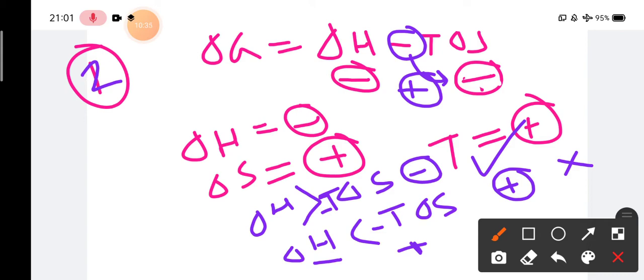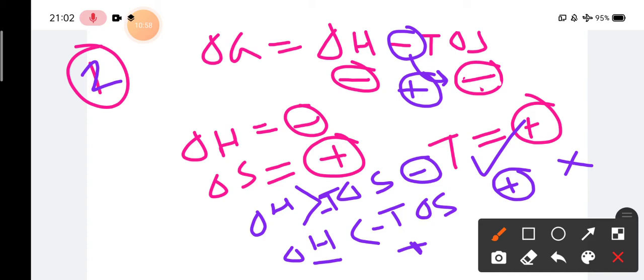What happens if delta S is positive? Then T delta S is positive, and if T delta S is positive, the minus T delta S will be negative. Minus T delta S and delta H is also negative, so that will be negative as a whole. That is why delta G will be negative and the reaction will go on.